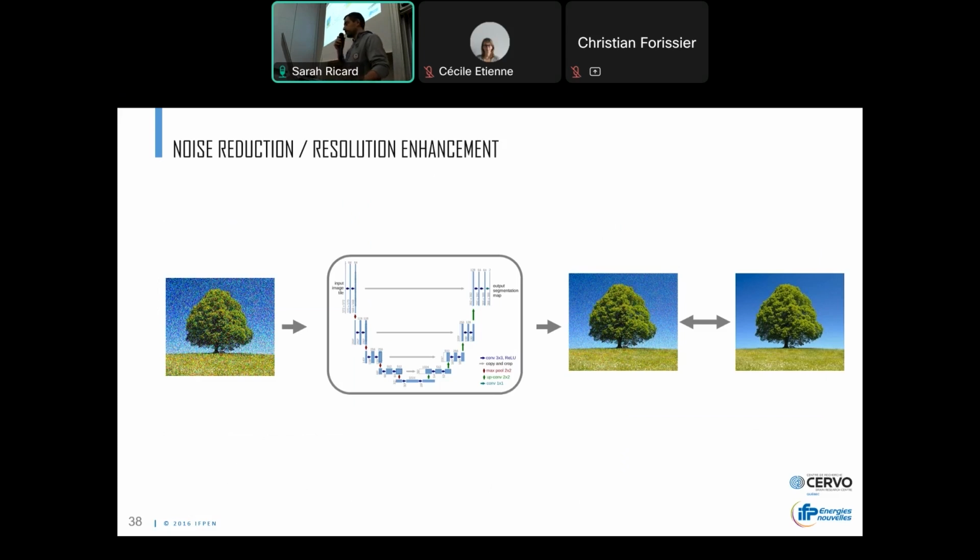A very important application, where CNN solves a lot of big problems, is noise reduction, or what we call resolution enhancement. The idea here is to transform an image into another image. For instance, you have an image with poor quality at the input, and you obtain at the end an image with high resolution, or without noise, or at least you reduce the noise in your image.